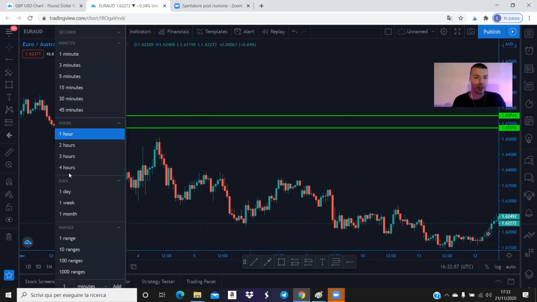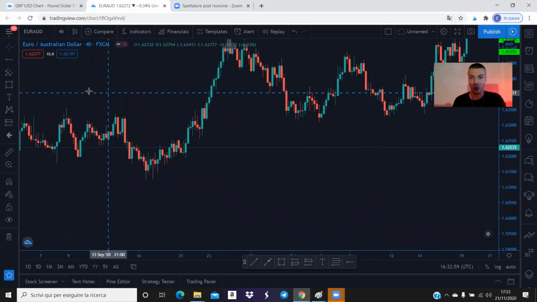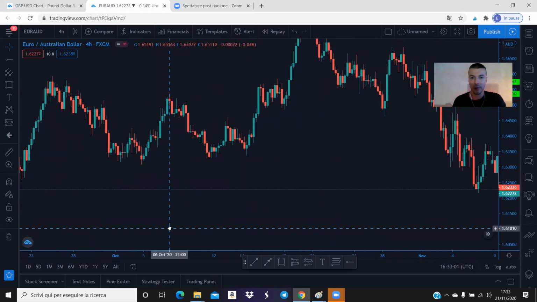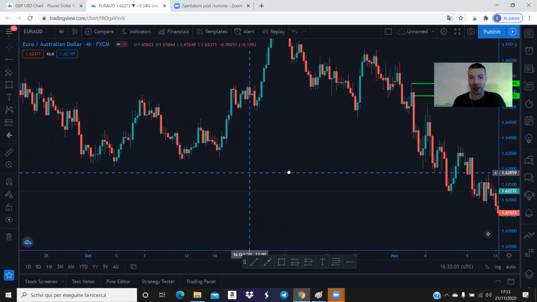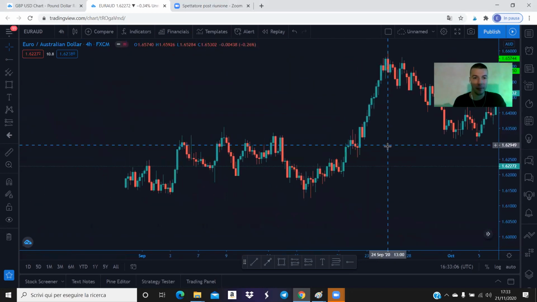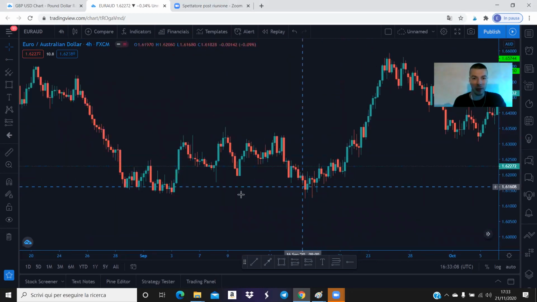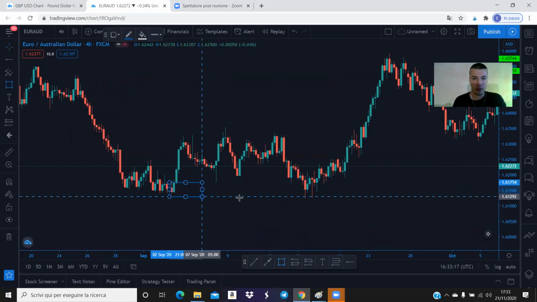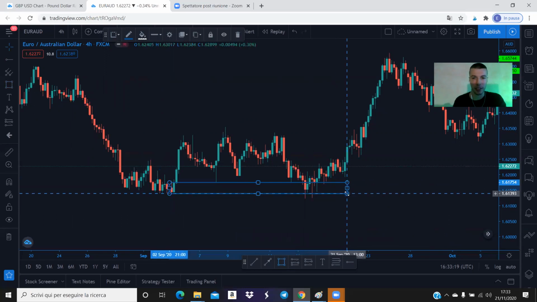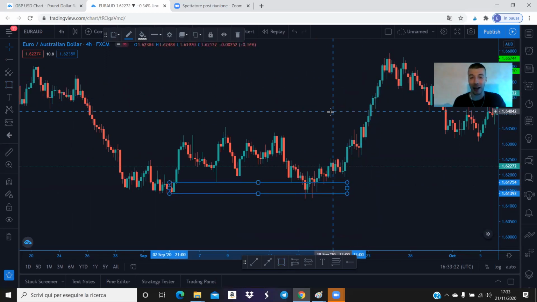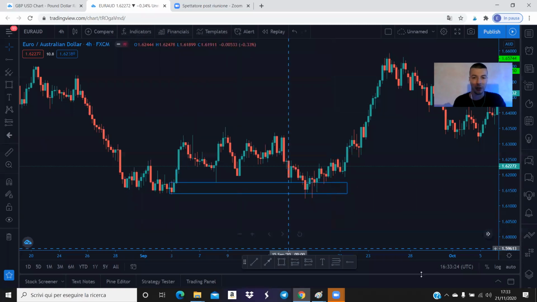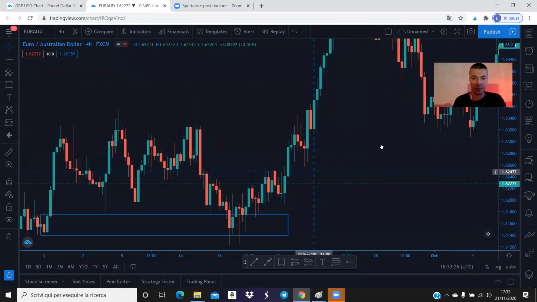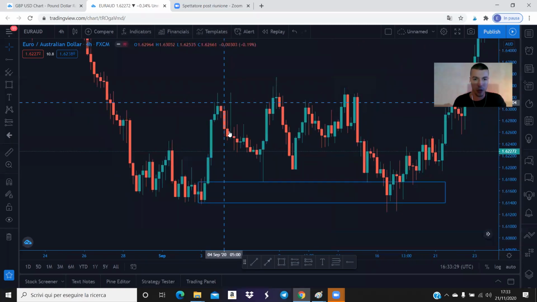Let me just find some other examples so you can get used to drawing your supply and demand areas. Here, another nice one. You can see that here you have some very big candles. You can also see that price came back to retest that area, and we actually had a nice profitable trade. The reason why is because down here we had this huge push to the upside.